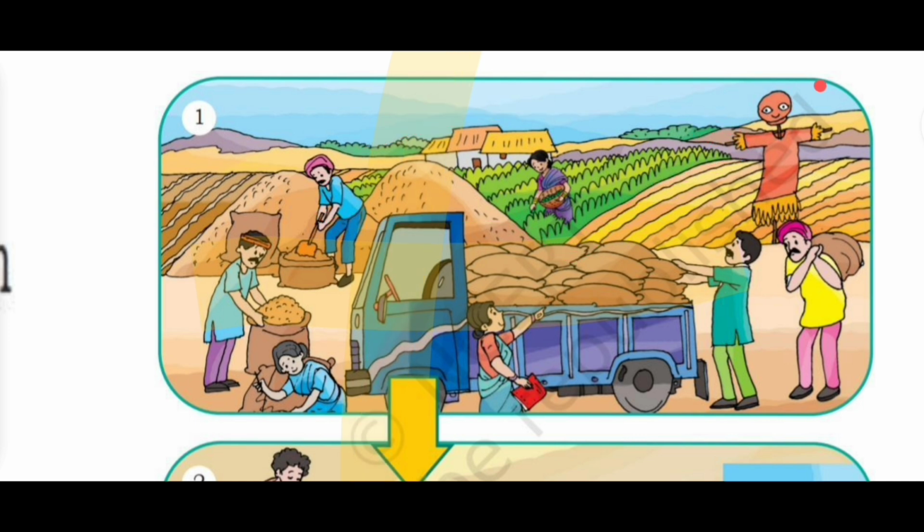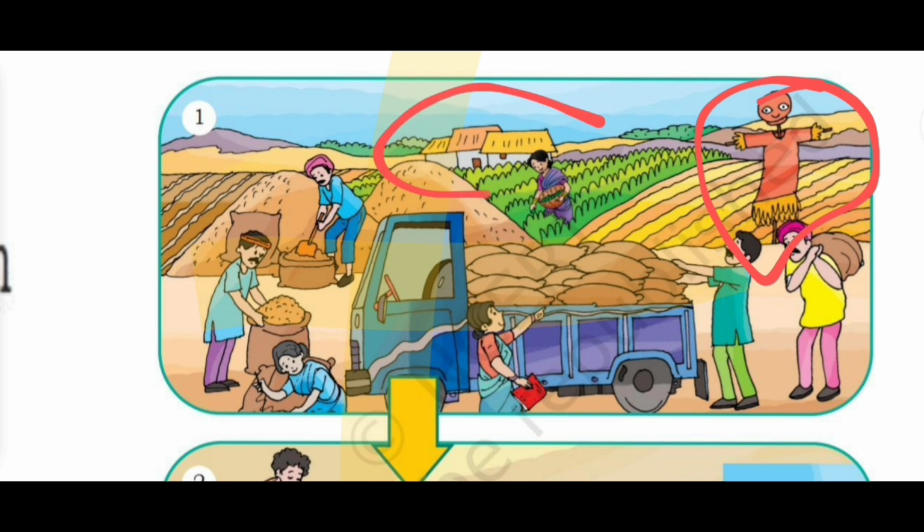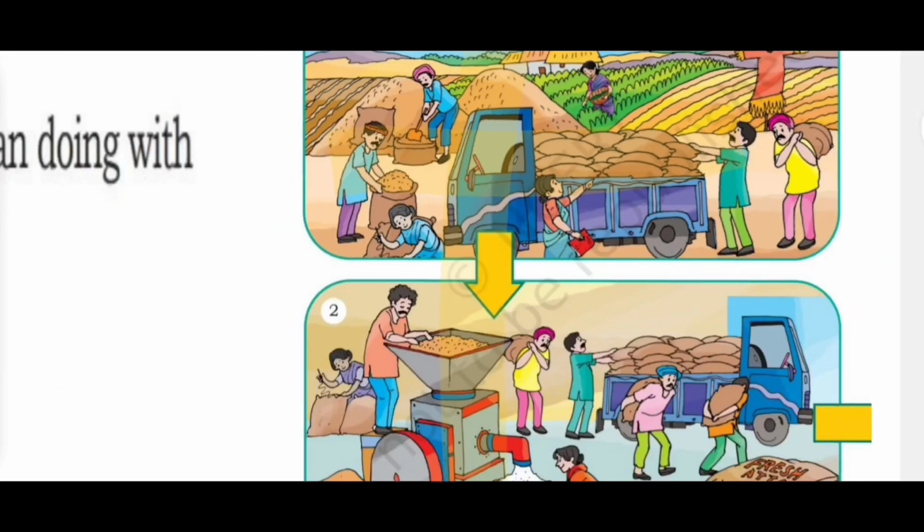Now, if we go further, what is this? Does anybody know what this is? This is a scarecrow. Why is it used? It is used in the fields to prevent birds from harming the crops. What do the birds do? They love eating grains. So they come, they destroy the farm. To prevent this, a scarecrow is kept. Also, you can see these 3 houses over here. Did we finish question 1? Okay. So now let's go to picture 2.